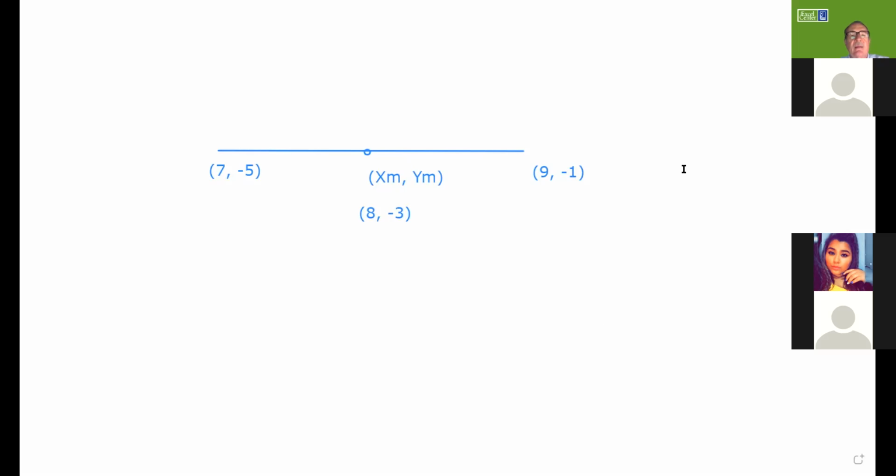The other thing that drawing this out will help you with is, because we're talking about midpoint here, these distances between these points are going to be consistent. So how far is it from 7 to 9? Well, that's only 2. That's 2 positive. So this point here in the middle has to be an 8, because here's +1 and here's +1 for the x values.